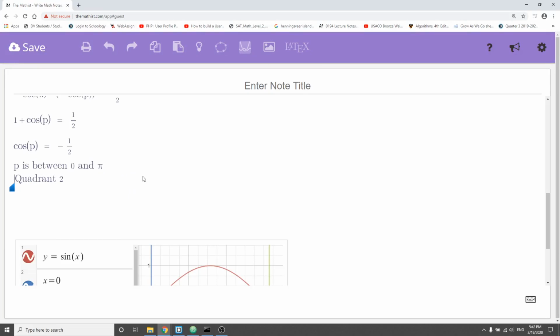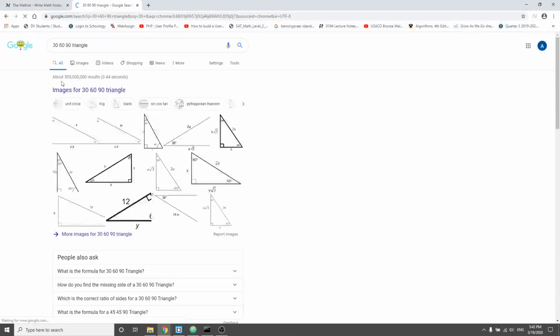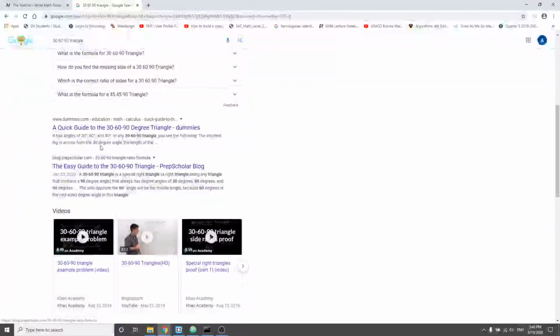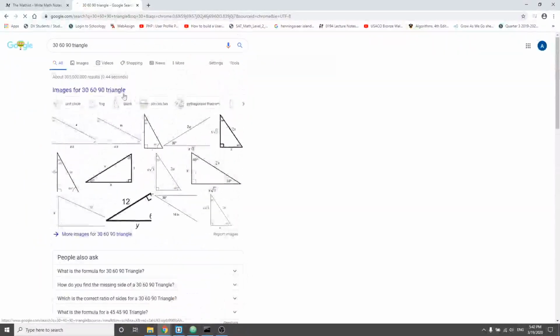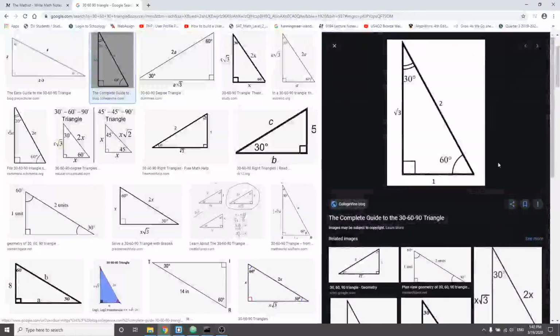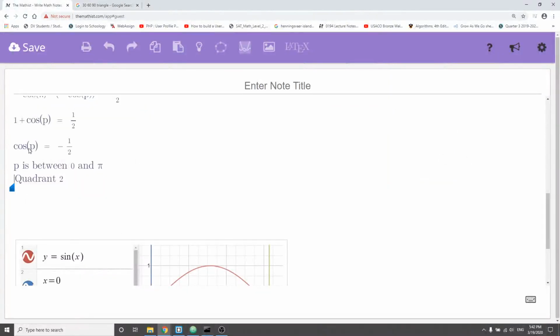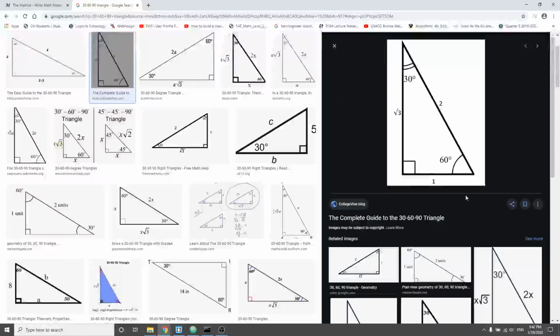So all we need to do now is pull up a 30, 60, 90 triangle. So cosine of p equals negative 1/2. So we'll just do the 1/2 for now. So cosine of p equals 1/2. We'll see that that's the 60-degree angle, or pi over 3.